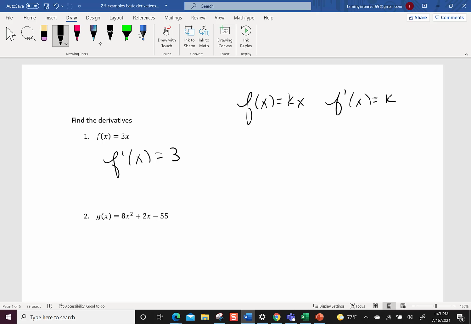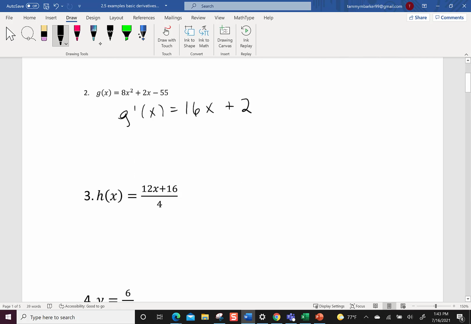Number 2, g of x is 8x squared plus 2x minus 55. G prime of x, I'm going to bring the 2 down, 2 times 8 is 16, x is now power 1, plus derivative of 2x is just 2, negative 55 is a constant, it goes away. As we go, remember, powers are going to reduce because we're doing derivatives.